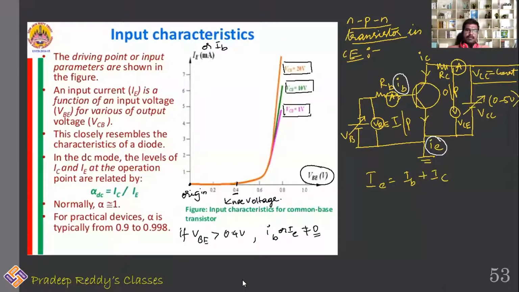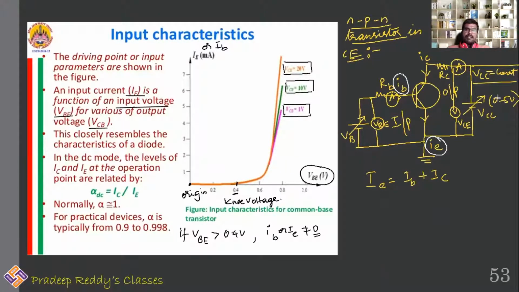And you can see this here. The driving point or input parameters are characterized in this figure. An input current IE is a function of an input voltage. Input voltage is VBE for various output voltages of VCB. So for different VCB values, we will be getting different IE. But in all the cases, if VBE is greater than 0.4 volt, then only current starts to increase in the circuit.